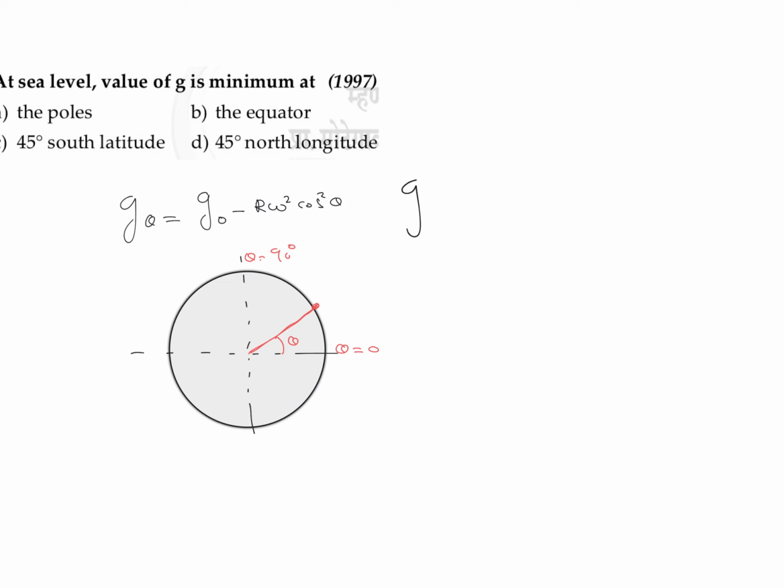So the value of g theta will have its minimum value at equator, because this is g naught minus r omega square into cos 0, which we can take as nothing but 1. So g naught minus r omega square is the minimum value of g, and that is happening when the object is at equator.